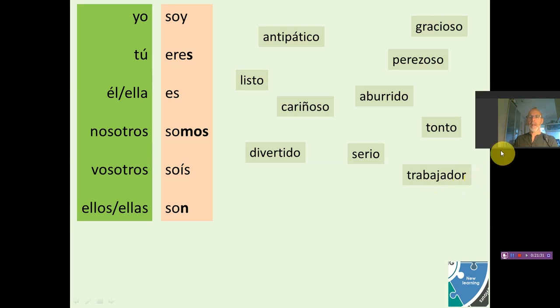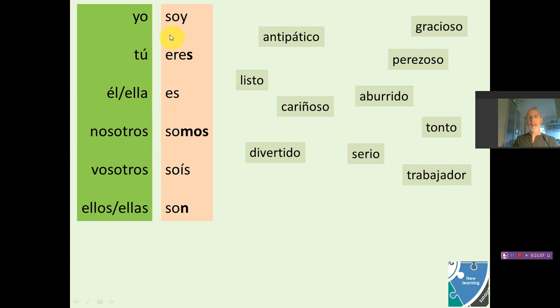Actually, as it happens, all of these other adjectives have vowels on the end. Another example would be the adjective for bossy, which is mandón in the male form. If you wanted to make that plural, it would be mandones.